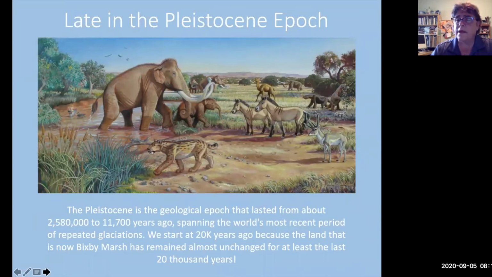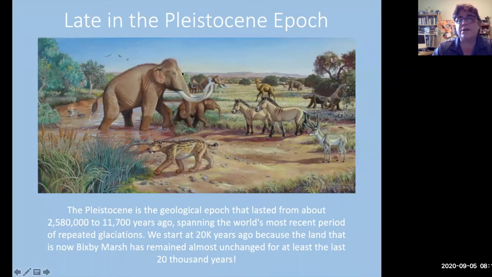Working with the La Brea Tar Pits, the Natural History Museum, other paleo people who study these animals, we know for sure everything that's in this picture was actually in the area of Bixby Marshlands or the South Bay, because they have found fossil evidence of them.